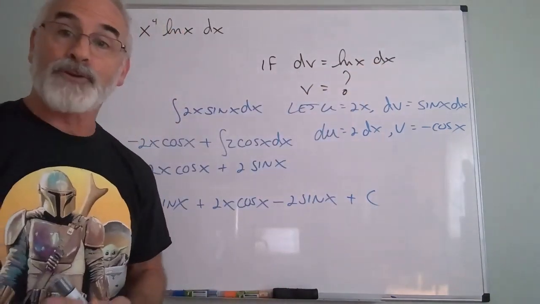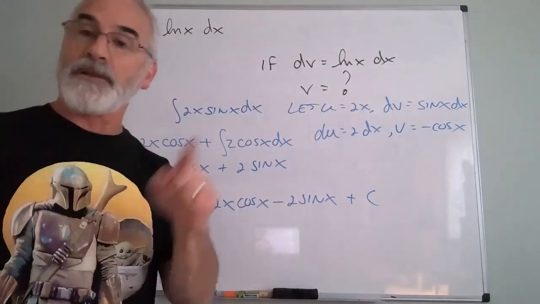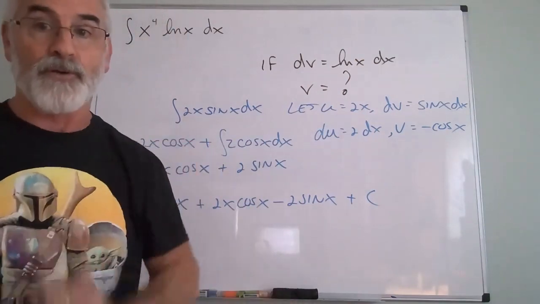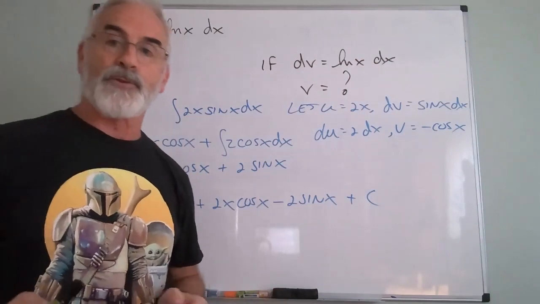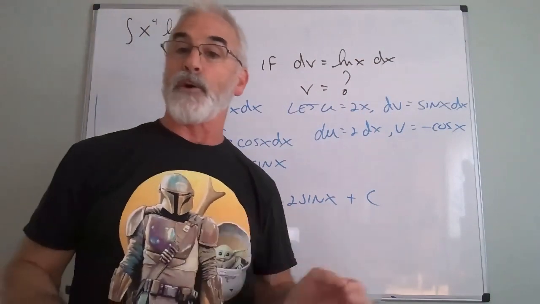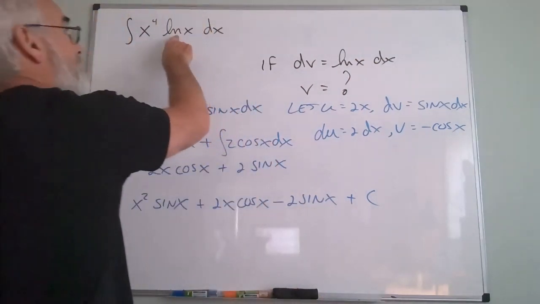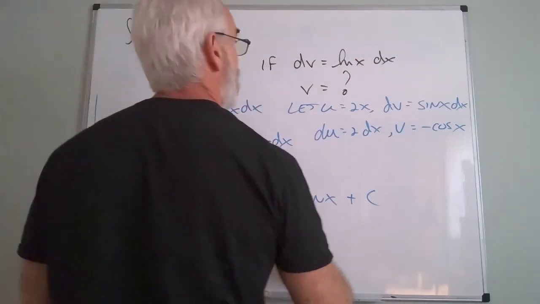Okay, I have no choice. My u has to be the log function because I don't know the antiderivative of log, but I do know the derivative of log. In the previous 2 examples, we knew the antiderivatives of both terms. That's why we actually could choose. In this case, I have to choose that as my u because I can only differentiate it.